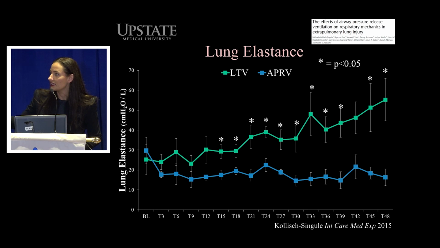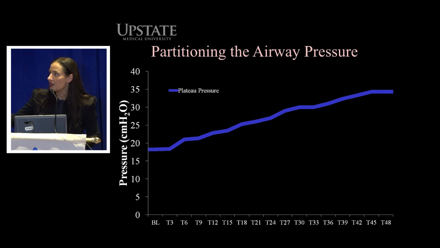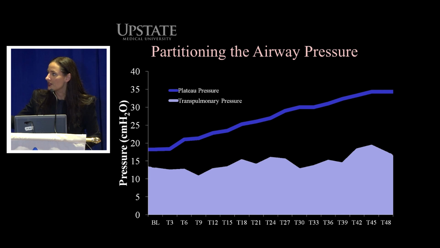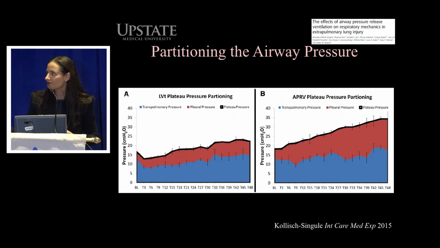And by the end of the study, the lung elastance was actually reduced as compared with pre-injury, and in the low tidal volume group lung elastance continued to increase. Similarly, the chest wall elastance in the low tidal volume group, without that additional pleural pressure, was also significantly higher as compared with the APRV group. So when we partition the airway pressure, if we look at the plateau pressure, and again, this is looking at the APRV group, the plateau pressure is slowly starting to increase. The transpulmonary pressure is staying relatively similar over these 48 hours, maybe a little bit of an increase here towards the end. And it's the pleural pressure that's increasing, again, to try to recruit the chest wall.